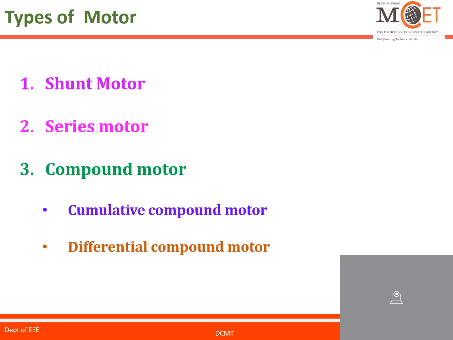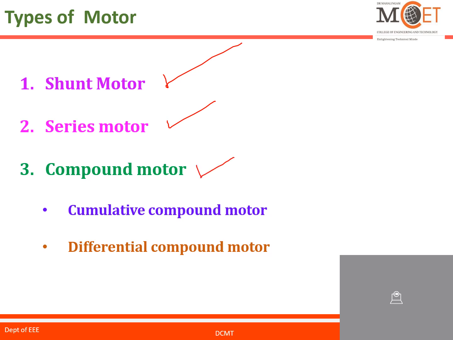Next, the types of DC motor. Based on how we connect the armature winding and field winding, whether in series or in parallel, we have three major classifications. The first one is the shunt motor, the second one is the series motor, and the third one is the compound motor.